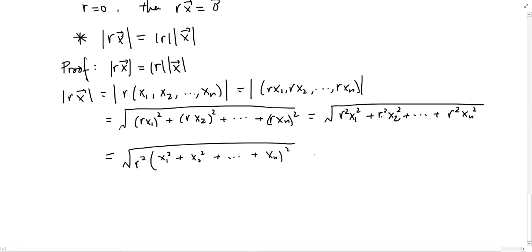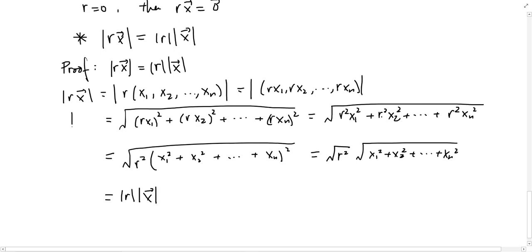And then the next thing is I'm going to use the property of radicals to say that if I have two things multiplied inside a radical, I can separate them into two separate radicals. So I'm going to have the radical of r squared and the radical of x1 squared plus x2 squared plus dot dot dot plus xn squared. And guess what? The square root of r squared is not r, because the square root of r squared always generates a positive value. So this becomes the absolute value of r. And then the radical of x1 squared plus x2 squared plus dot dot dot plus xn squared is technically the same thing as the length of vector x. And therefore, this completes the proof.